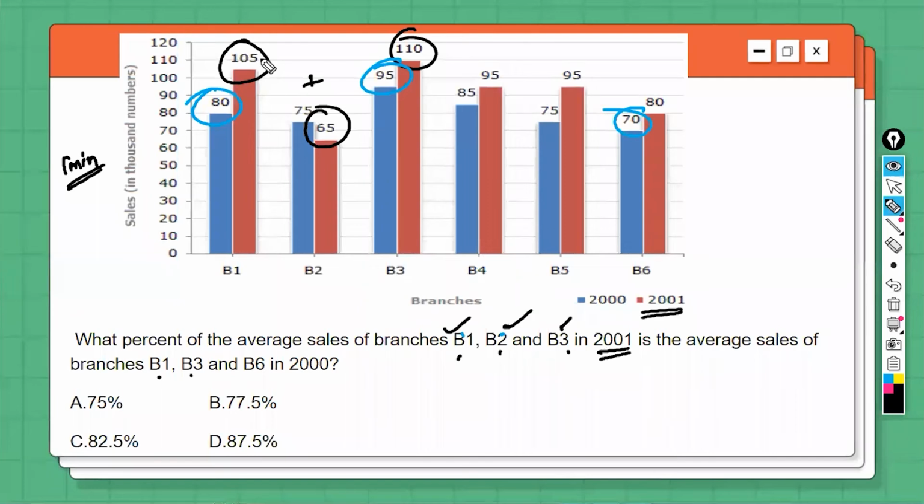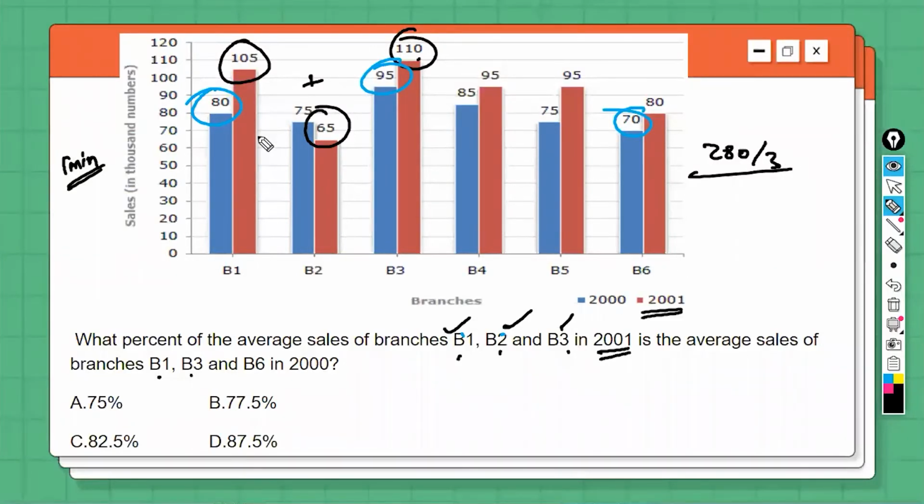So black color circled values are 100, 200, 265, plus another 5 is 270 plus 10, 280. See, they've asked average, but you need to know that in percentage problems, even without finding the average, the answer will be the same. So I'm just going to keep this as it is, because if you find the average, it will be 280 by 3. You can just keep it as it is.